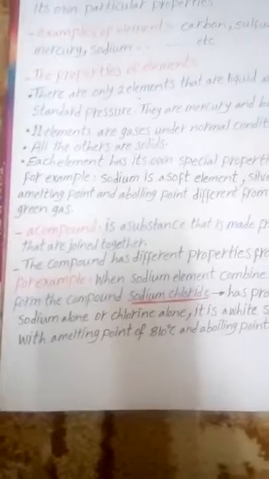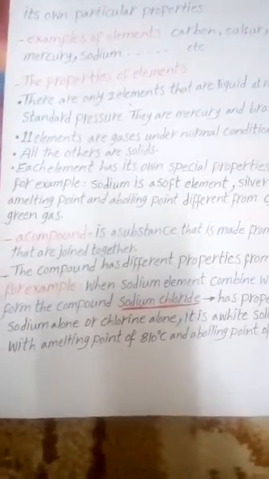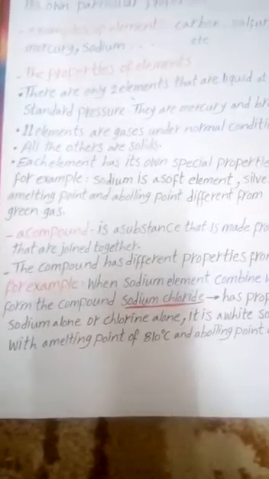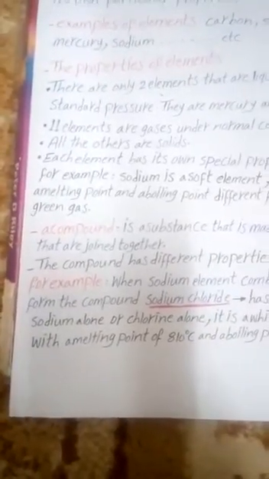Describe what is meant by a compound. A compound is a substance that's made from two or more elements that are joined together. This means that when two or more elements are mixed or combined, they form a new substance called a compound. The compound has different properties from the elements that make it.